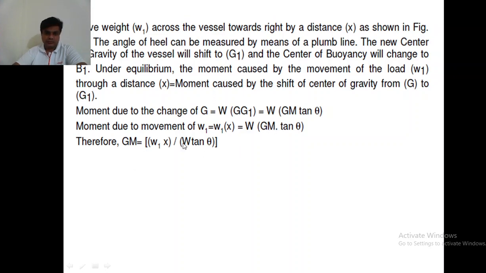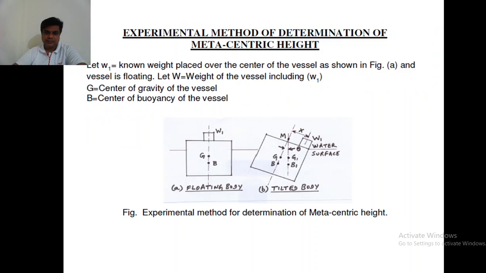Since these two are equal, you can calculate GM. GM is nothing but W1x divided by W tan theta. Taking this part, GM is nothing but W1x by W tan theta. Using this formula, experimentally we can find out the metacentric height, that is the distance between the center of gravity and the metacenter.